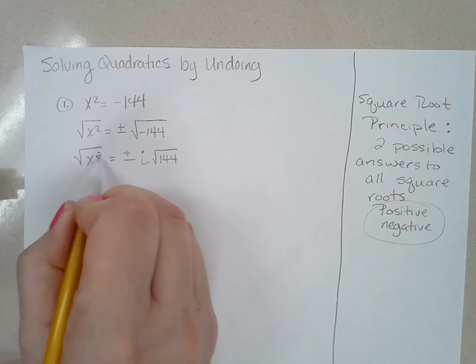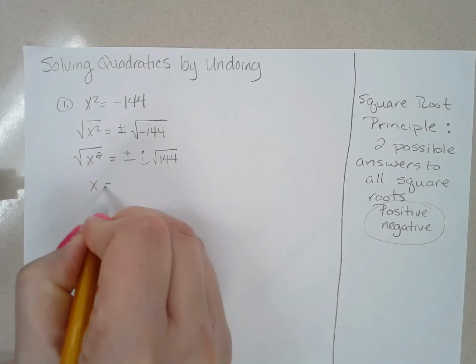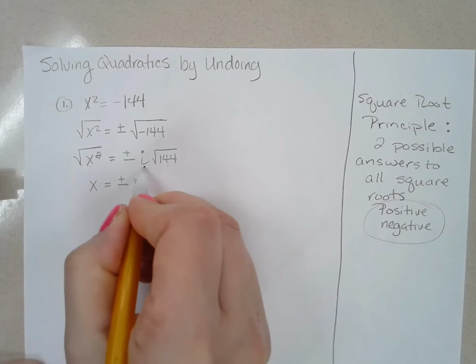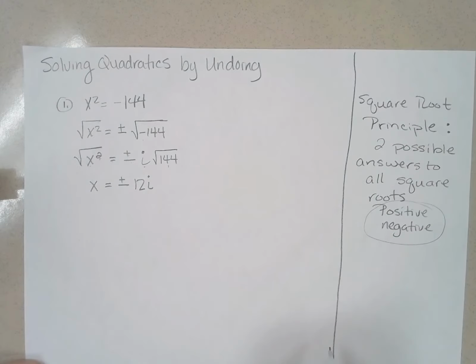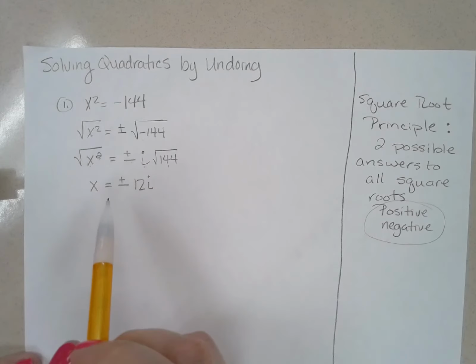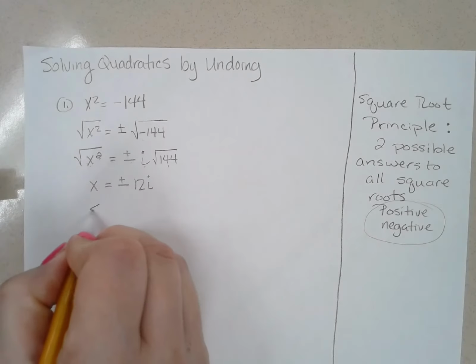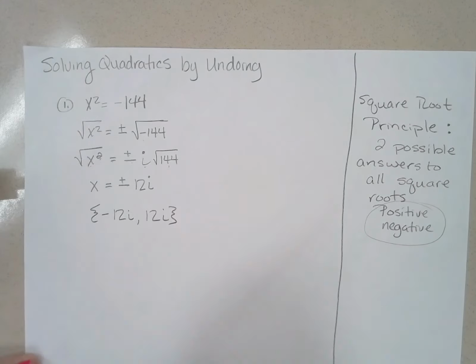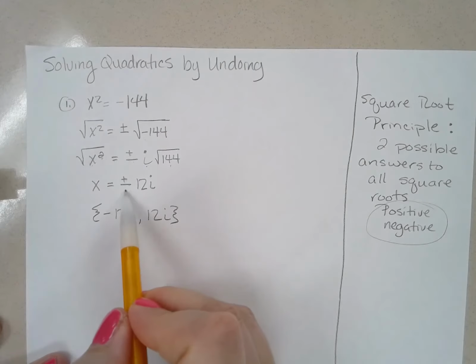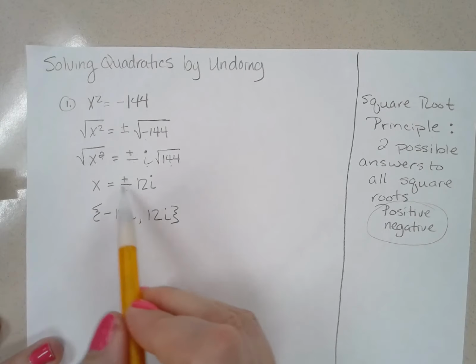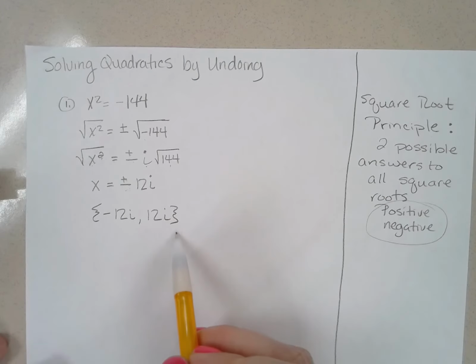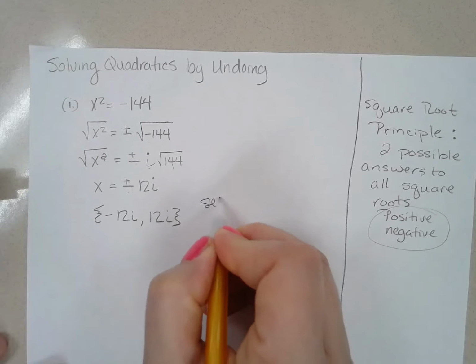So the square root of x squared is x. And we get plus or minus the square root of 144, which is 12. There was already an i outside, so it stays with our 12. So where this function would intersect the x-axis is at negative 12i, positive 12i. So when we write this positive and negative, that's telling us, hey, don't forget there are 2 answers there. There's a positive answer and a negative answer. And then we want to actually write our answer out, and we call this set notation.